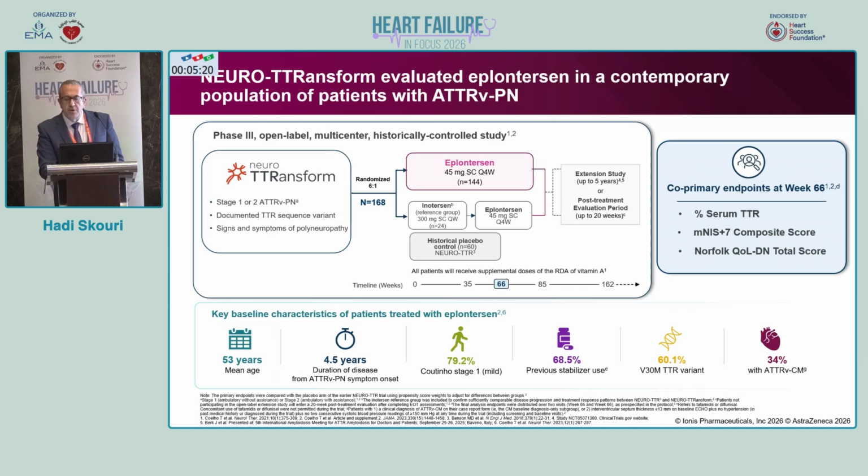The primary endpoints were the percentage change in serum TTR, and the composite score of the neuropathy impairment score plus 7, for which the higher the score, the poorer the prognosis of these patients, and the other, the Norfolk Quality of Life Diabetic Neuropathy total score, also the higher the score, the worse.